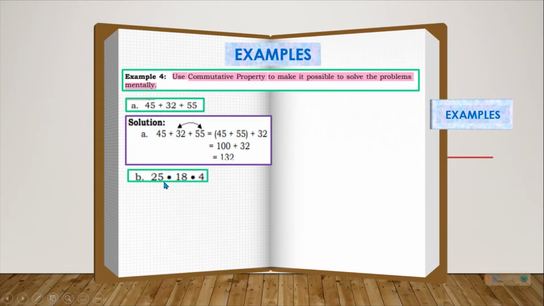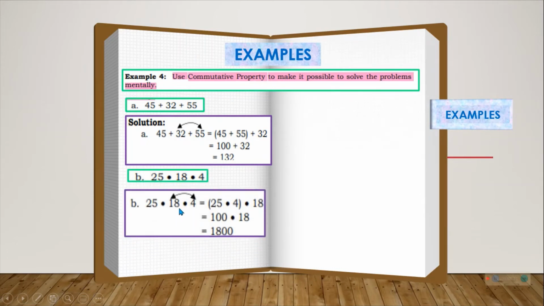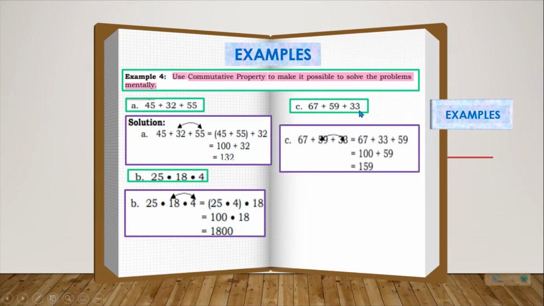Next, 25 times 18 times 4. So, ang solution dyan, pag pinag-multiply si 25 at si 4, magiging 100 times 18. So, 100 times 18, mas madali na siyang bilangin. So, magiging 1,800. Next, 67 plus 59 plus 33. Pag pinagsama mo si 67 at si 33, magiging 100 plus 59. So, ang total niya is 159.